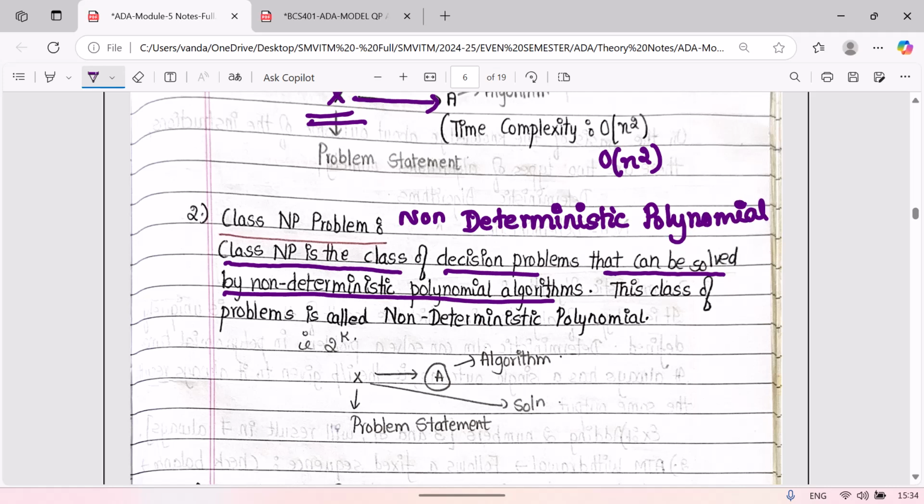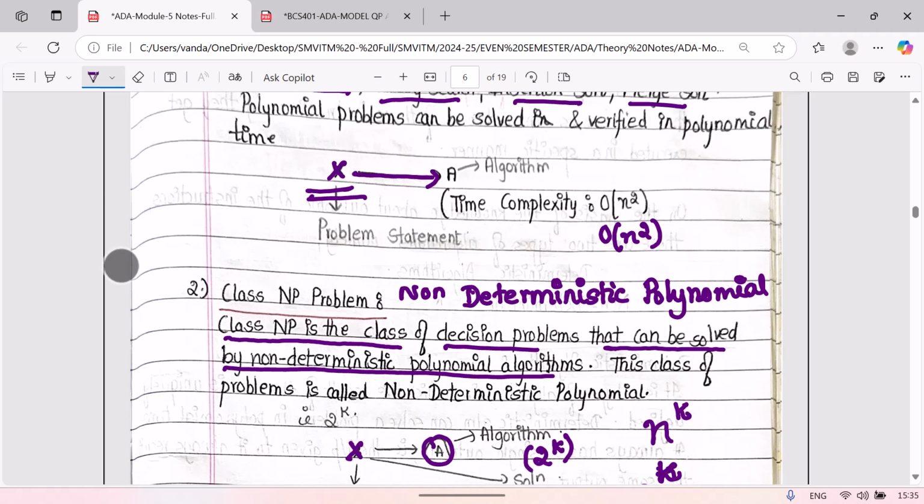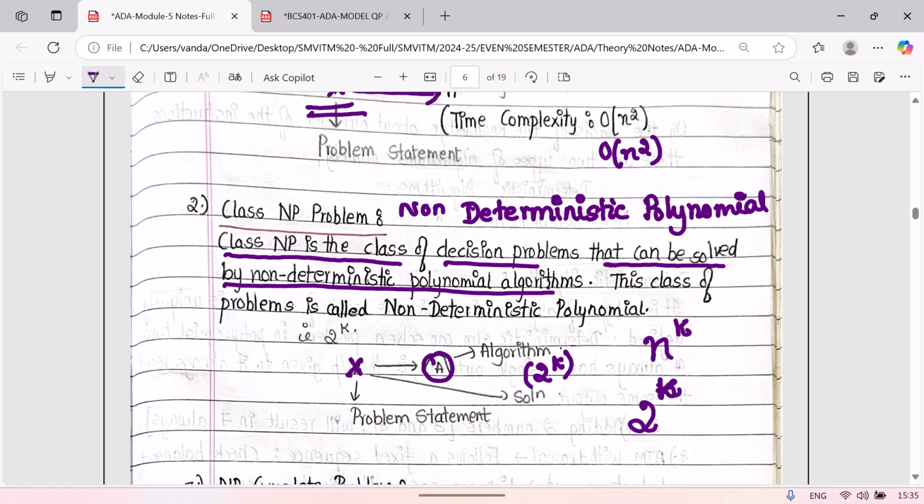So for P problem, the complexity was of the type n to the power of k. Here it will be of the type 2 to the power of k. Suppose I have a problem X and I have an algorithm which has a complexity of the type 2 to the power of k, then those problems which can be solved using these algorithms come under NP problem. So what is the definition? It is a class of decision problems that can be solved by non-deterministic polynomial algorithms.